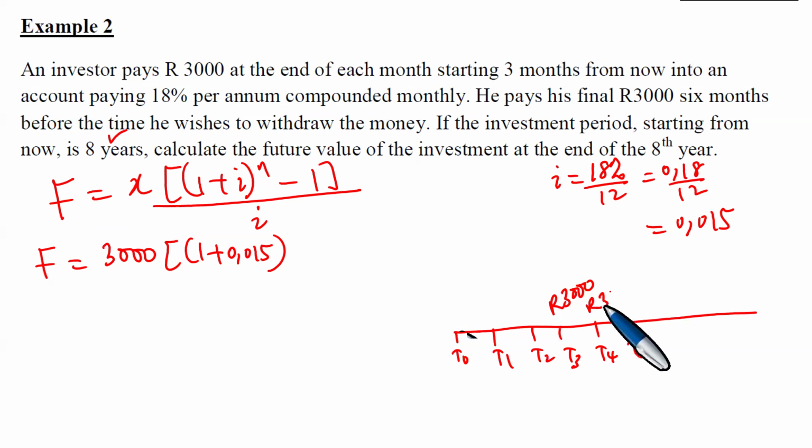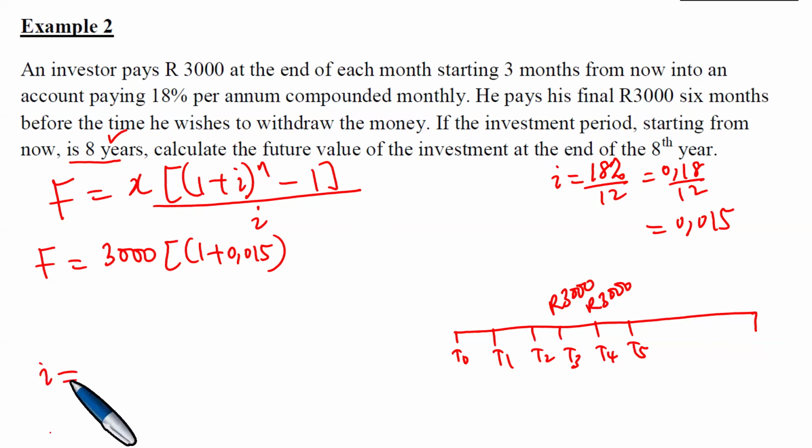Another 3,000, into an account paying 18% per annum compounded monthly. He pays his final 3,000 6 months before the time he wishes to withdraw the money. If the investment period starting from now is 8 years, calculate the future value of the investment at the end of the 8th year. Now, we need to consider the following.